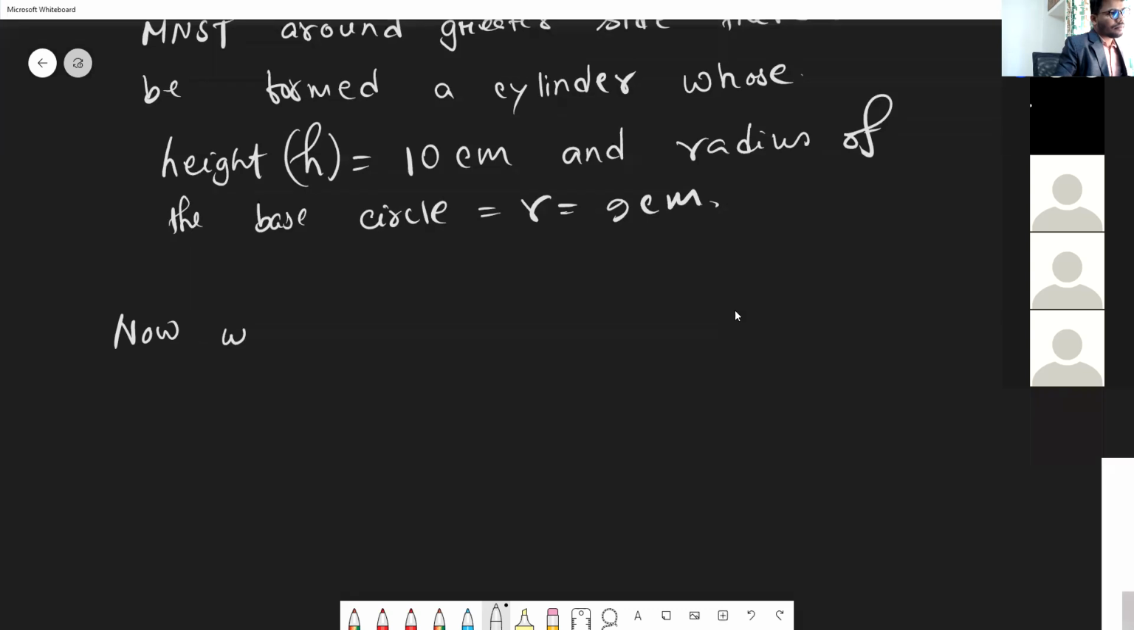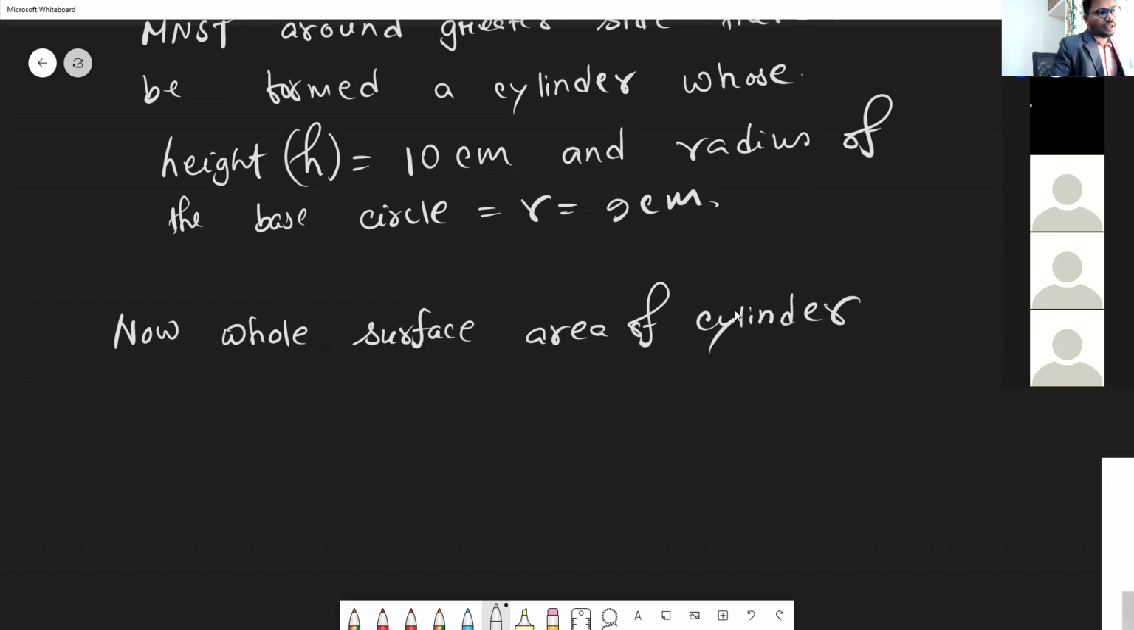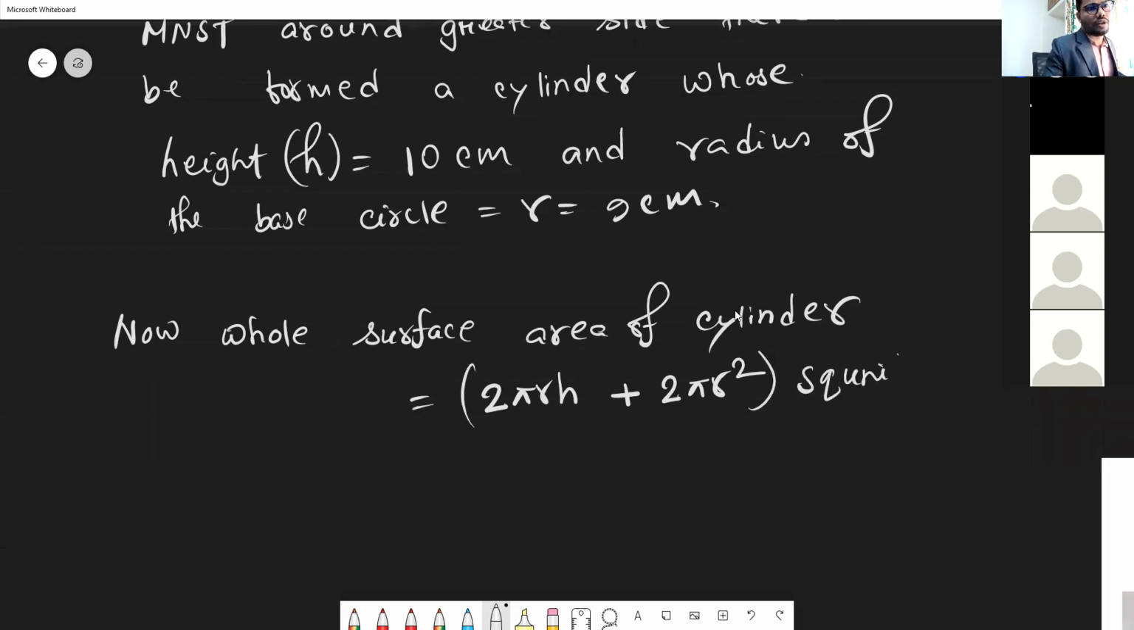Now, the whole surface area of the cylinder is equal to the curved surface area, 2 pi r h, plus the top and base circles. So there are two circles, so their area is 2 pi r square, and this is in square units.